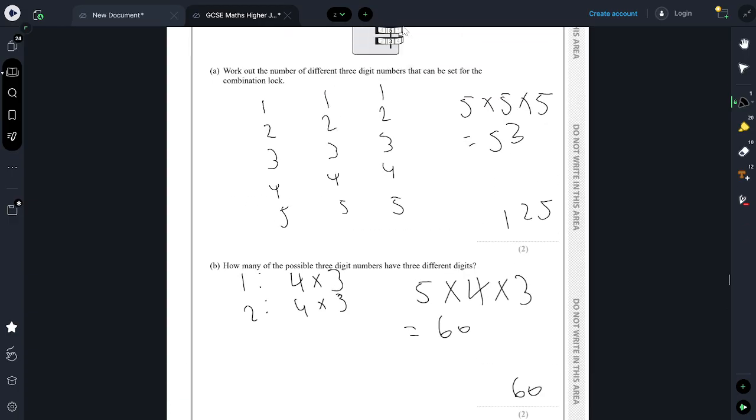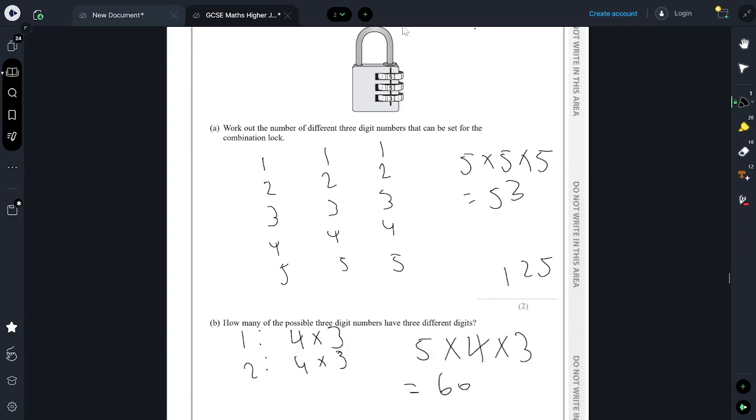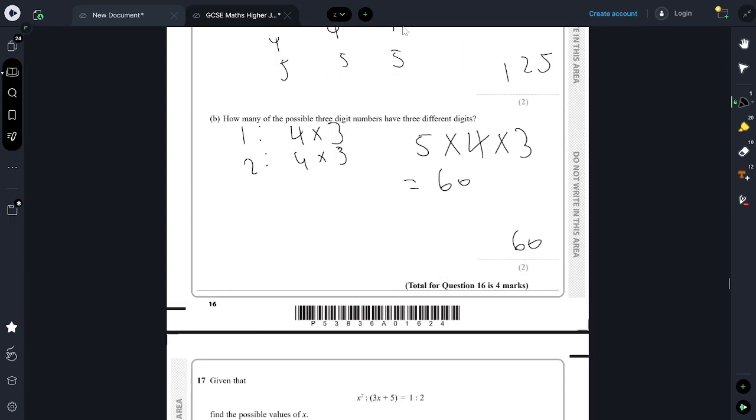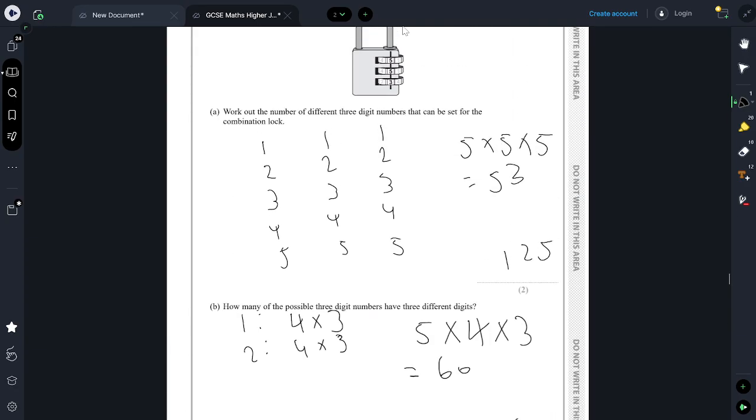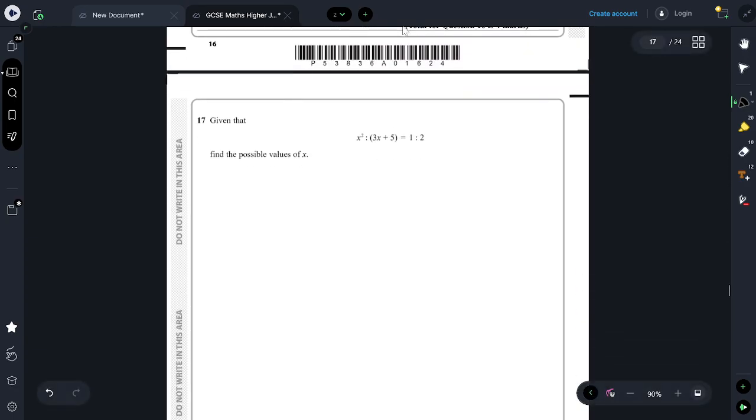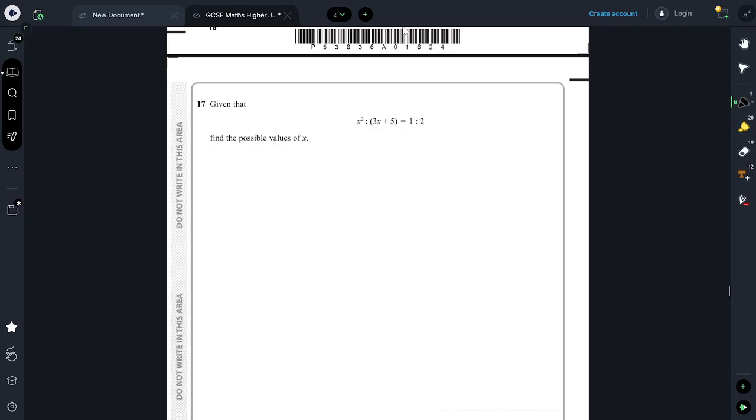Again, if you are struggling a little bit, start to write some possible answers out, and then you should start to pick a pattern up, like I've done here. That's the tip with that. Oh, another ratio question, lovely.